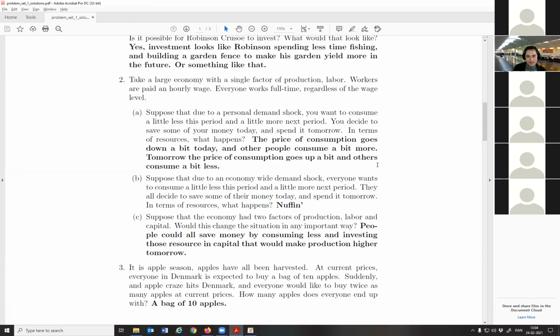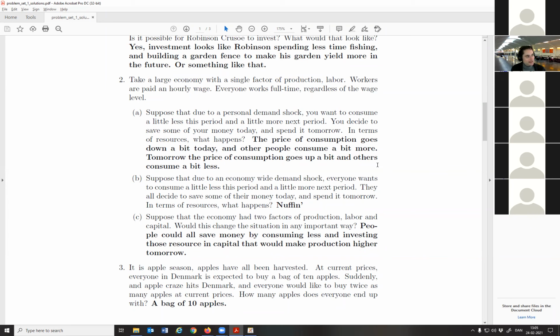So what I write is the price of consumption goes down a bit today since you are consuming a little bit less, everything else equal. And other people are going to then consume a little bit more. Tomorrow, the price of consumption is going to go up a little bit since you want to consume a little bit more, and that's going to cause everybody else to consume a bit less. In terms of production, I guess I didn't write this, but since we've assumed that people are going to work regardless of the wages and anything else, the same amount of stuff is produced. It's the same size of pie.